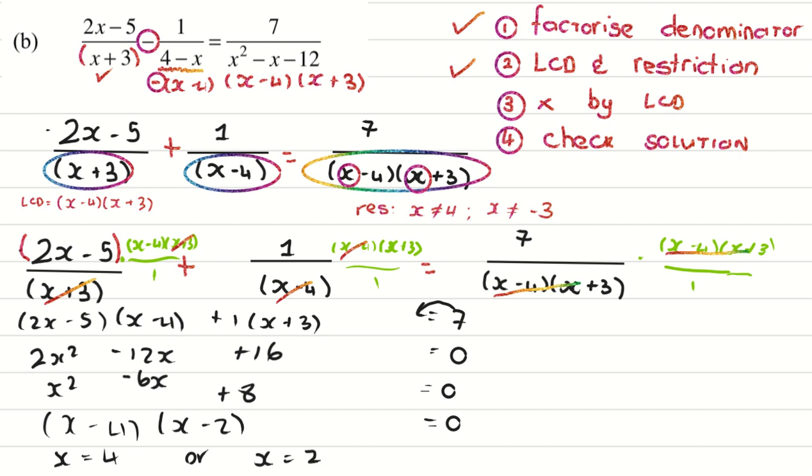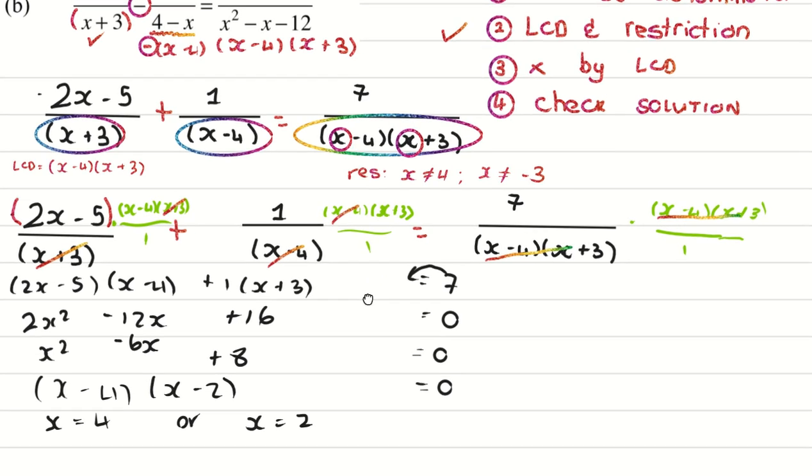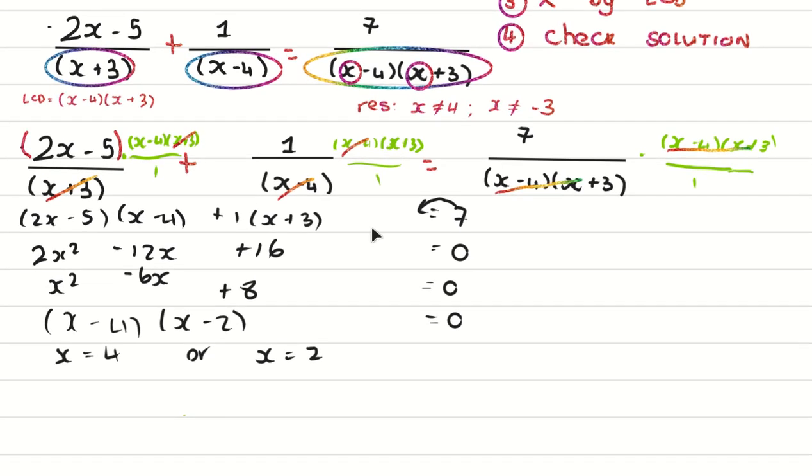So before I go ahead and draw my arrows to say that I'm done, you need to check your restriction with your solution. So the restriction was that x cannot be equal to 4 and x cannot be equal to minus 3. We figured that out in the start. So therefore this here is not applicable, right? And the only solution is when x is equal to 2.